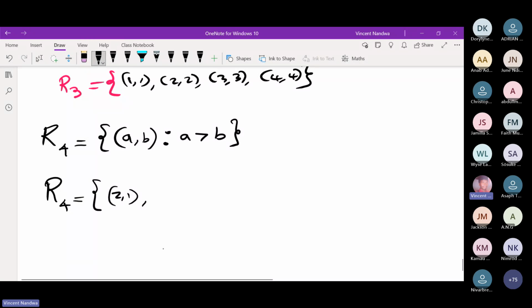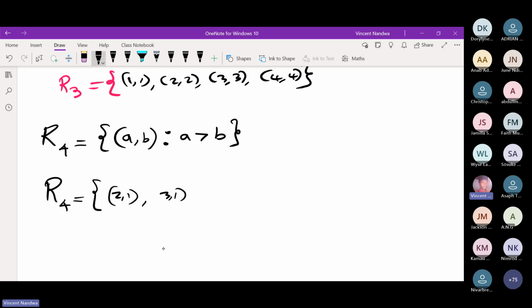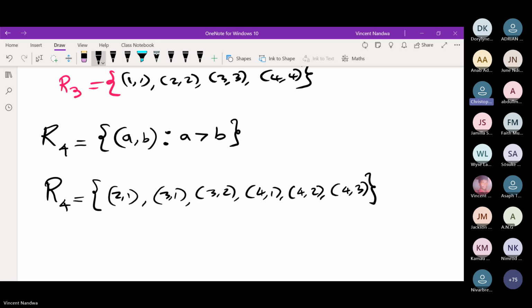Starting with 2, we will only have (2,1). Then if we start with 3, we have (3,1), then (3,2). Then next will be (4,1), (4,2), (4,3). Good. So that is how we understand from the property that you can always list the elements of the relation.